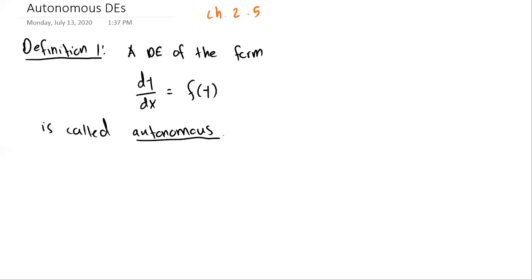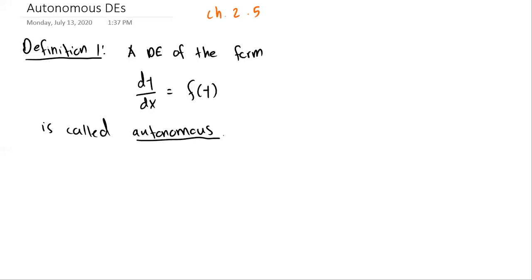So first, to start defining what an autonomous differential equation is, we've actually worked with them before, right? A differential equation of the form dy/dx equals f of y. That means a differential equation where you have dy/dx on one side of the equality, and on the other side, all you have is an expression involving y or constants, right? No independent variables at all. Such a differential equation is called autonomous.